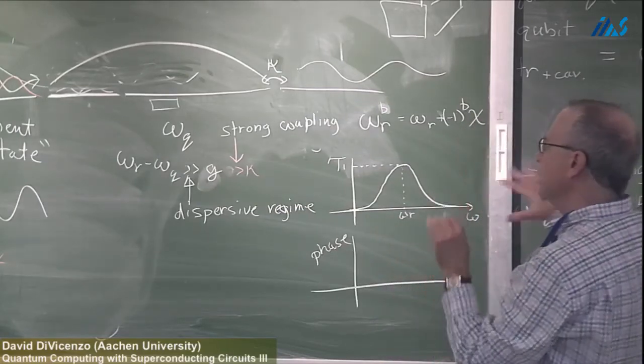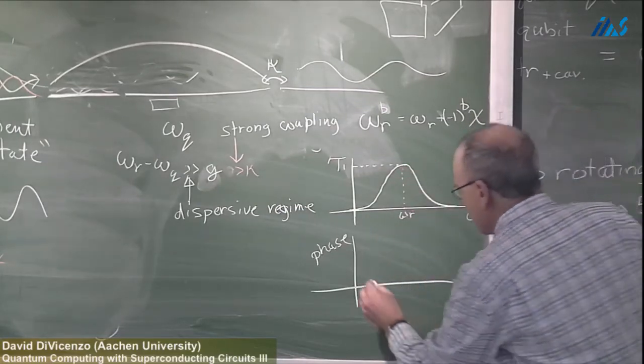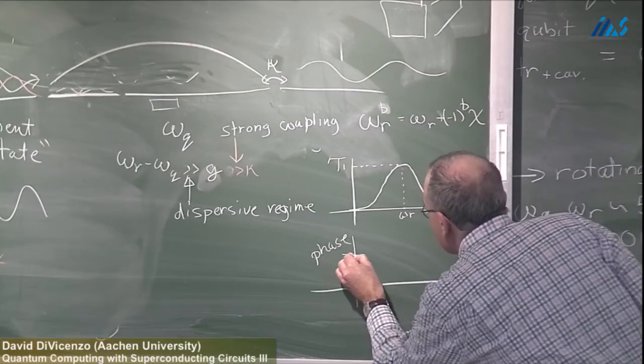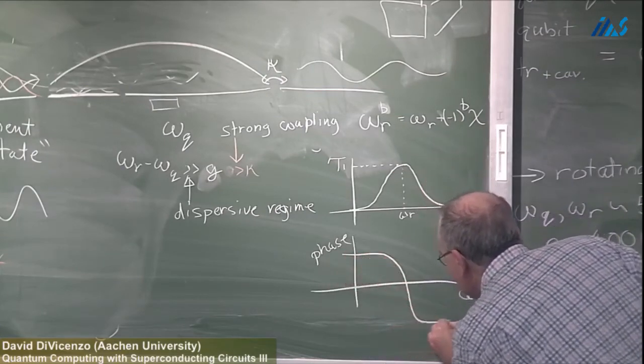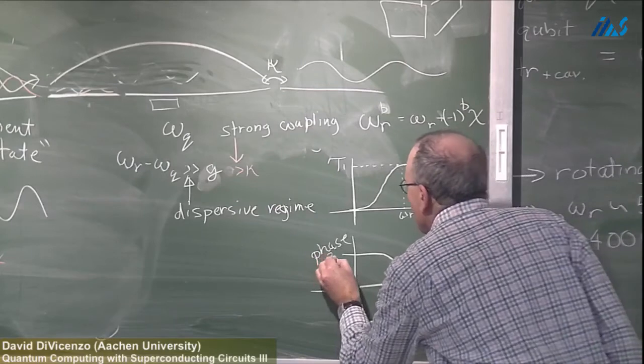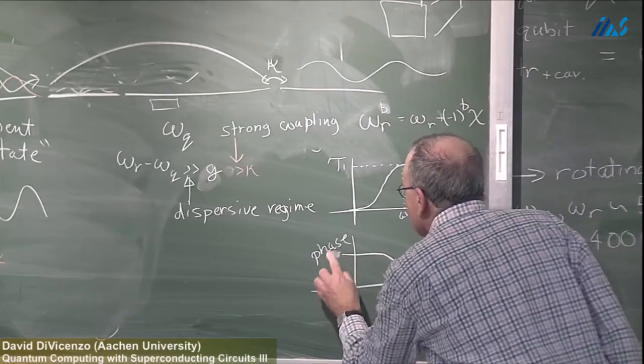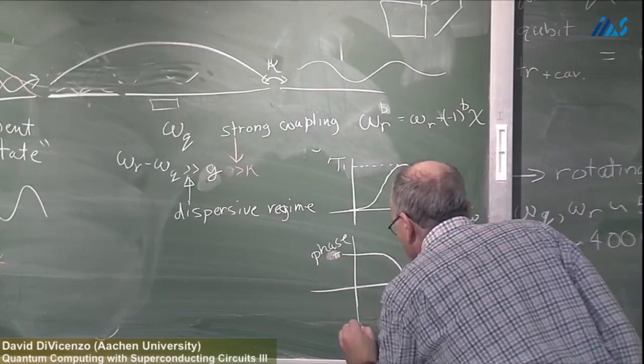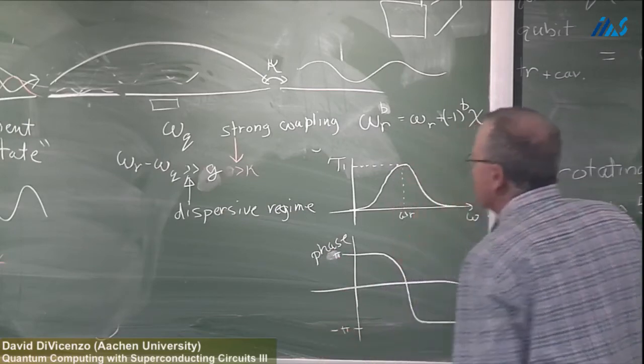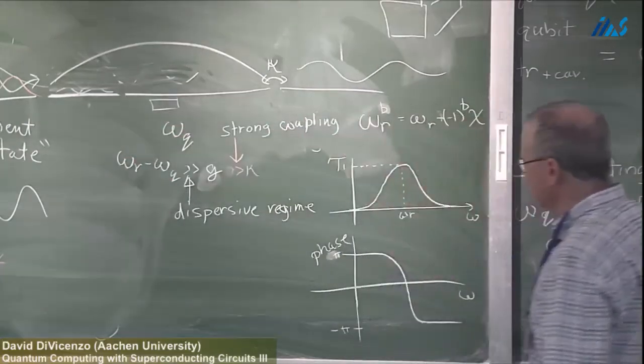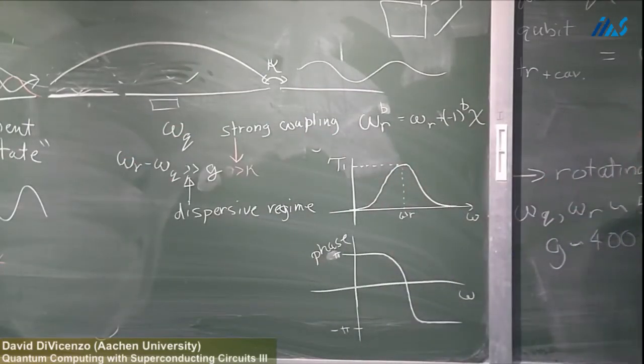This is the empty cavity, no transmon. You would just see this. And you have a phase which evolves from pi to minus pi as you pass through here. Now, but that's the empty cavity.